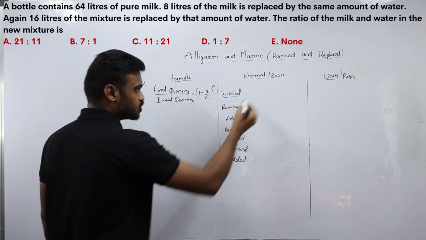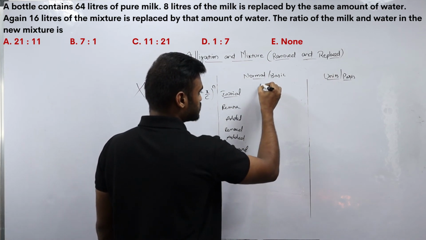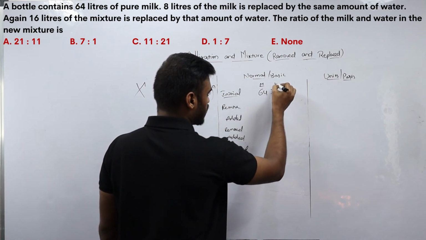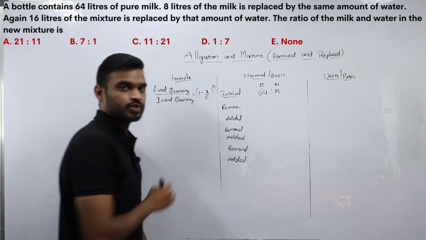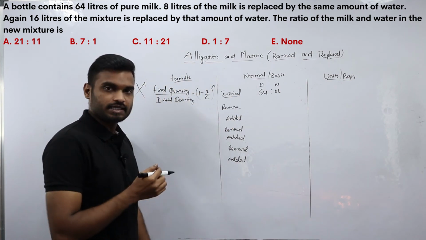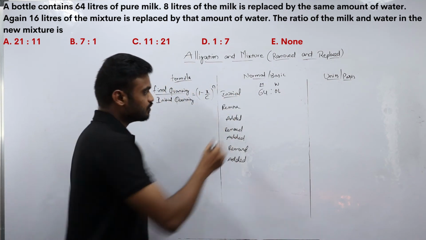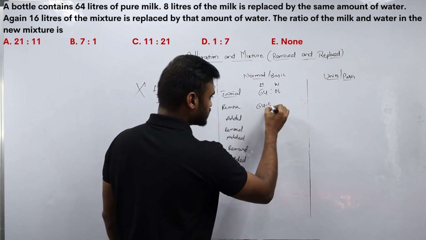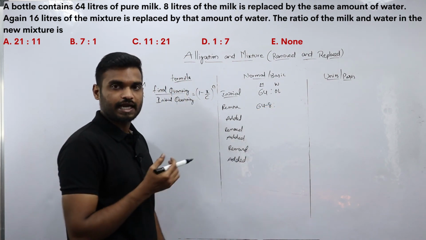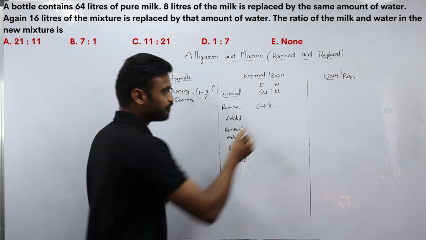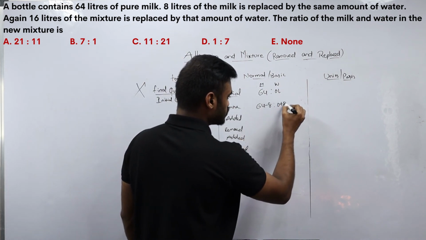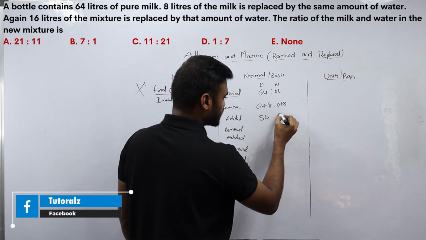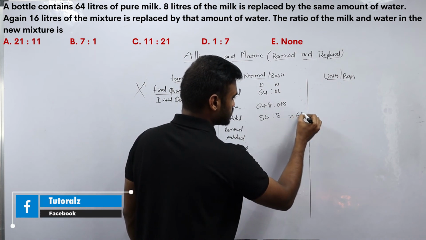See here, initially the total quantity is 64 liters, that is milk quantity, and we don't have any water initially. Now we are taking out 8 liters from the total milk. So we will get 64 minus 8, and in the same way we are adding the same quantity of water to the mixture. So 0 plus 8. So we will get 56:8, equal to 64 liters.